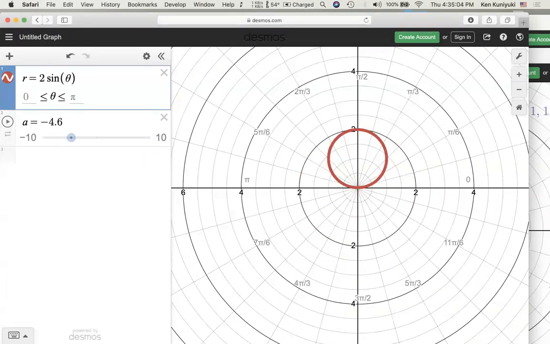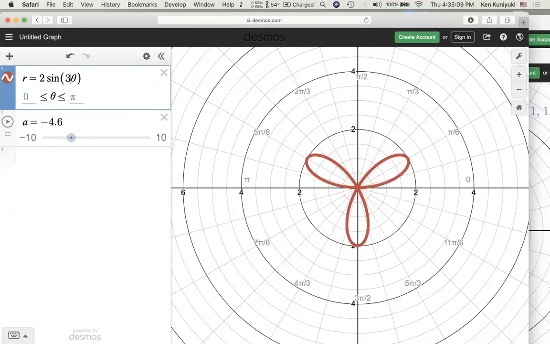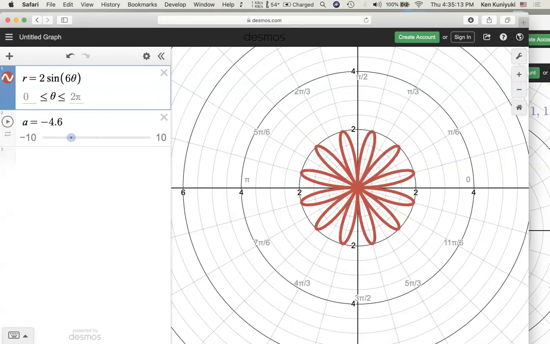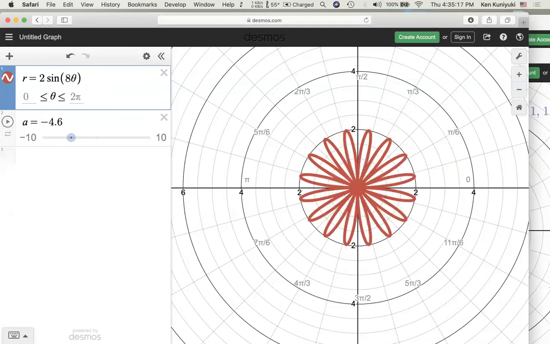So once again, for something like this, n equals 2, you have 4 leaves. N equals 1, you have 1 leaf in a way, right? N equals 2, you have 4 leaves. N equals 3, 3 leaves. N equals 4, 8 leaves. N equals 5, odd, 5 leaves. N equals 6, even, 12 leaves. N equals 7, odd, 7 leaves. N equals 8, even, 16 leaves. Let's go back to 3.